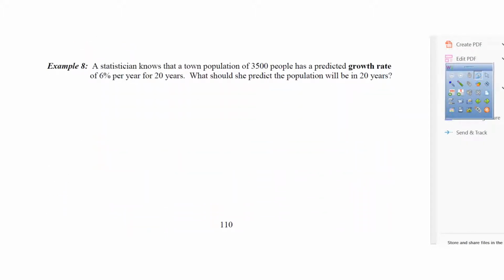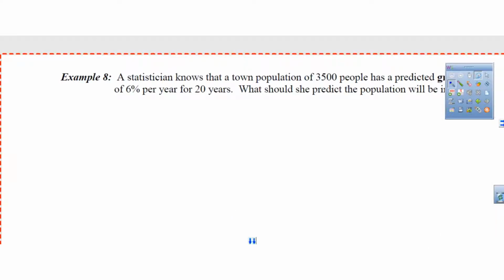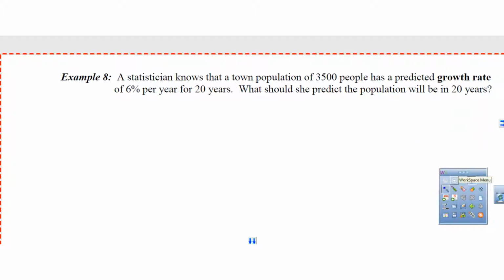Okay, example 8. A statistician knows that a town has a population of 3,500 people, has a predicted growth rate of 6% for 20 years. What should she predict? I like this. Because statisticians are very smart, so it's a girl. What should she predict the population will be in 20 years?